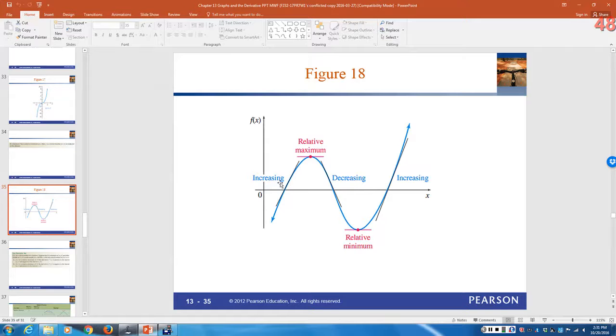So here's another cubic function where we've got it increasing, we reach a relative maximum. It's decreasing, we reach a relative minimum, and then it increases again forever. So it has one relative minimum, one relative maximum, but no absolute max or min, either one.